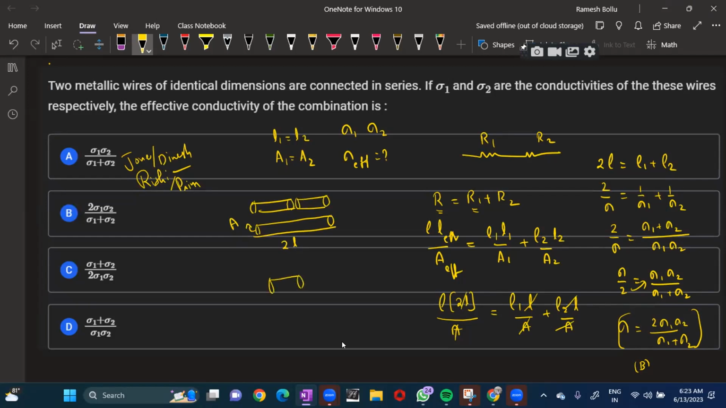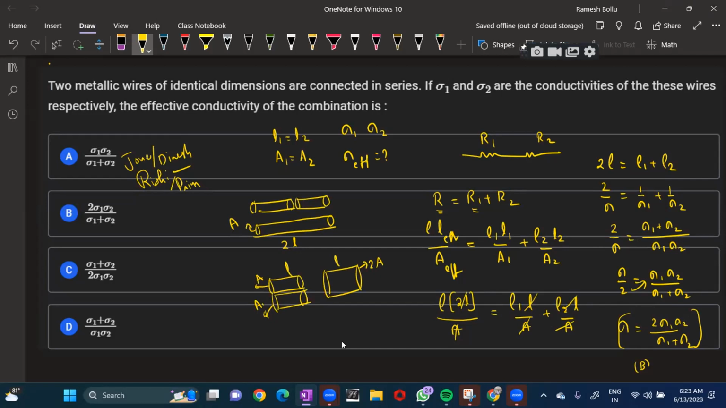If you put two resistors in parallel, the effective length remains the same, but the area becomes 2A, as you told. Understood? Yes, sir. Okay.